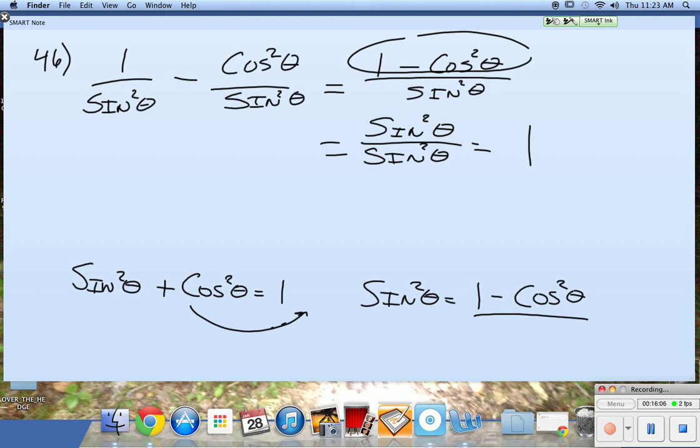Okay. You see how we're using our tools. We're using the Pythagorean identities. What we've used so far is sine squared of theta plus cosine squared of theta equals 1. And we've also used that tangent equals sine over cosine. We've also used our reciprocal identities, where we know that sine equals 1 over cosecant theta, or cosecant theta equals 1 over sine.